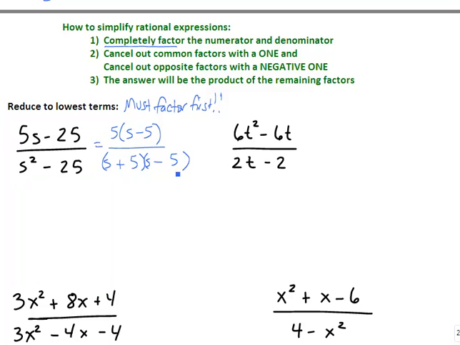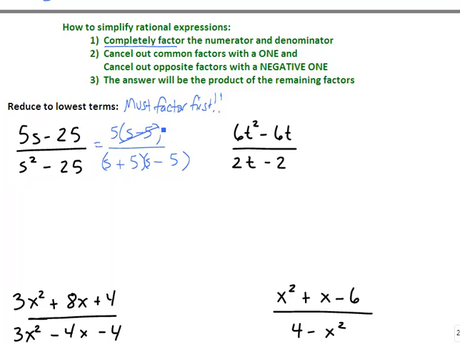So it's at this point, after you have completely factored, that you can start crossing things off. You are not allowed to cross off until you've factored first. And what we're looking for are things wrapped in parentheses that are the same on the top and the bottom, or possibly opposites on the top and the bottom.